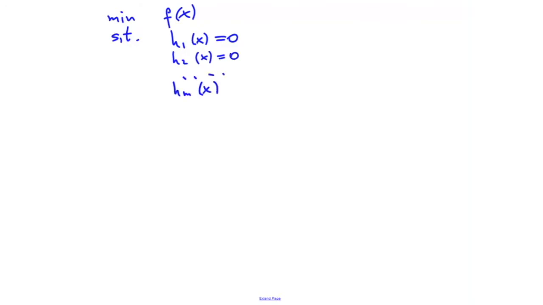So we have the problem of minimizing f of x subject to h1 of x equals 0, h2 of x equals 0, and so on, hm of x equals 0. We assume that x star is a regular point and also a local minimizer for this problem.